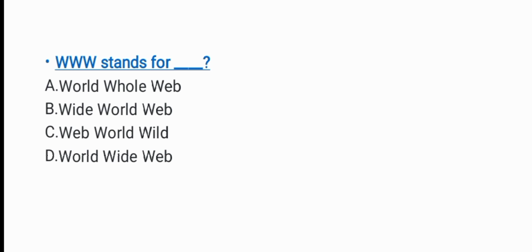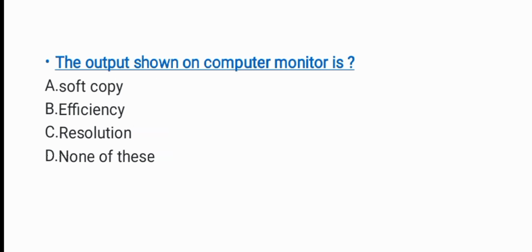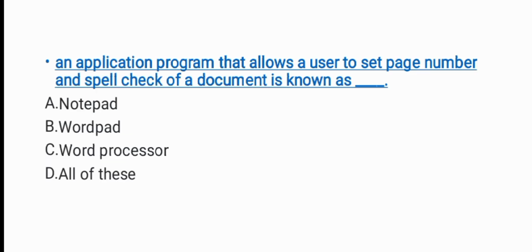WWW stands for World Whole Web, Wide World Web, Web World Wide, World Wide Web. The correct option is option D, World Wide Web. The output shown on computer monitor is soft copy, efficiency, resolution, none of these. The correct option is option A, soft copy.